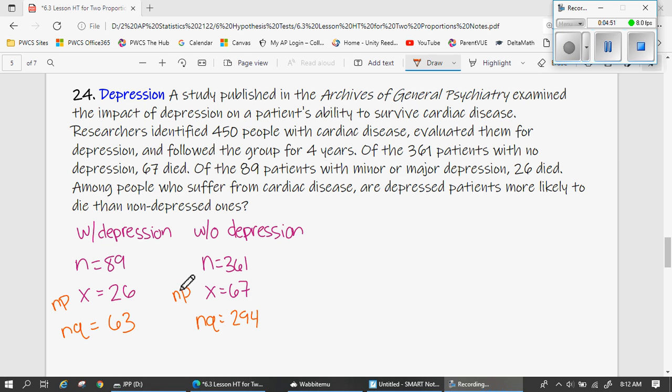And so they told us the total number in each group and then the total number of people who died. So those are our np's or our x's.